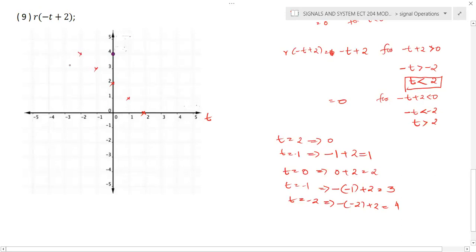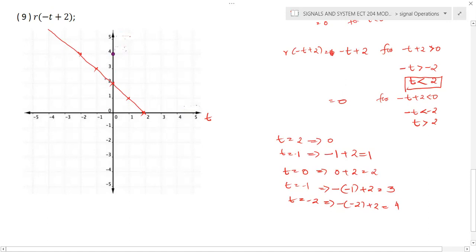So you'll get a graph which is in this particular form. Okay, so you need to draw a straight line. This is the graph. So it's a reflected waveform, a time reversed version, because it is minus t, and it's also shifted by 2 units to the right.